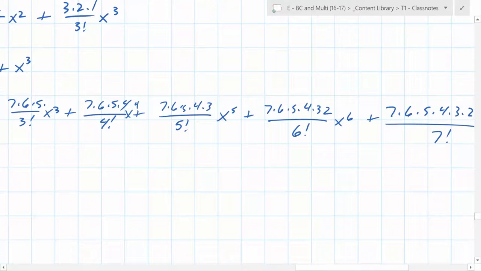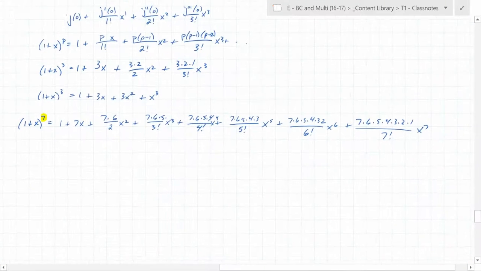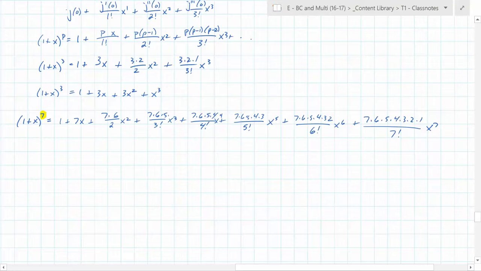And should the last term just be x to the 7th? Absolutely. So here's a traditional question they ask you on the AP exam. Do they ask you to multiply all that out? No, they don't. But they will ask you something like, what's the coefficient of x cubed? You just write it out once and then answer the question. I'm not going to have you multiply all that out, right? But there it is. You just wrote it out, and it takes like 10 seconds.